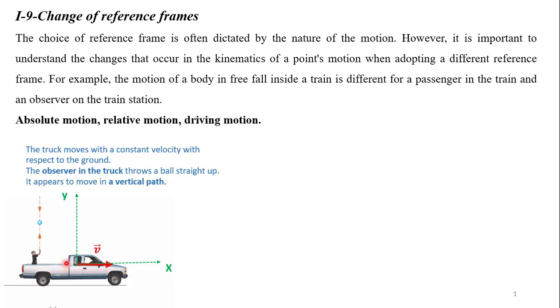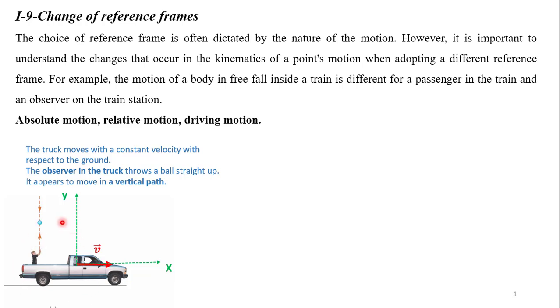Here we have a moving truck. It's moving to the right, and we have a child who is throwing a ball upwards. Now we will study the motion of the ball as seen by the child. So the child will see the ball going up and then down in a vertical line.